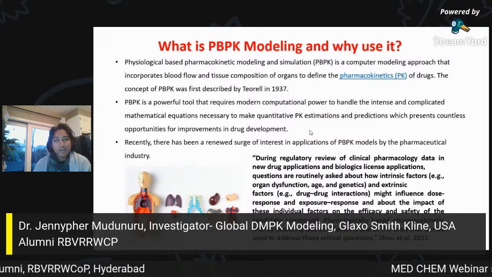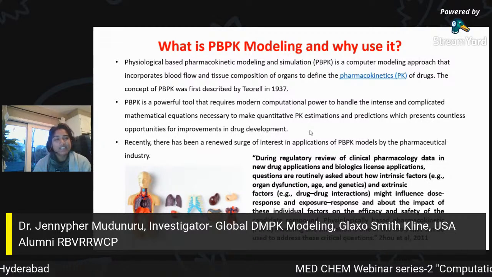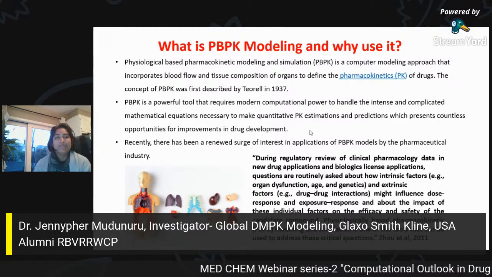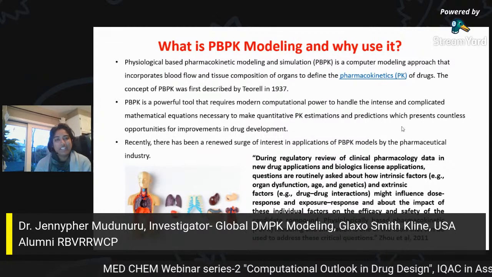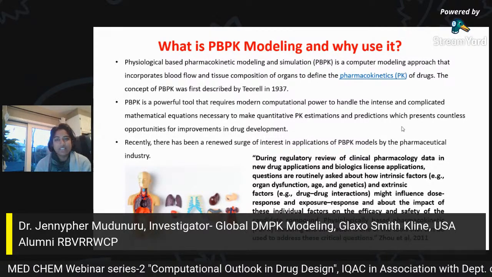So it's a powerful modern tool. It's intense, it's complicated. It's a combination of mathematical equations to make quantitative PK estimations and predictions.